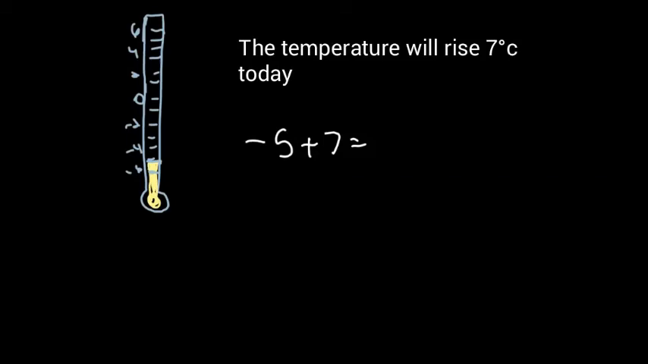So I'm going to go up 7 spaces: 1, 2, 3, 4, 5, 6, 7. And I get to a +2. So that's kind of using the model to get there. You can also think -5 plus 7. So you take the -5 and 5 from the 7. And what's left over? You have 2 left over.